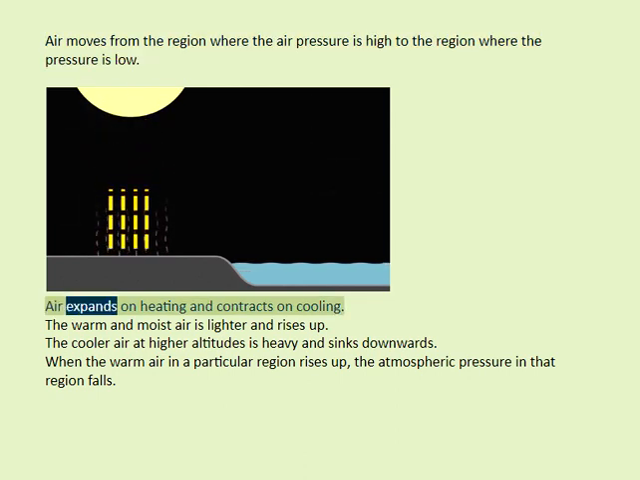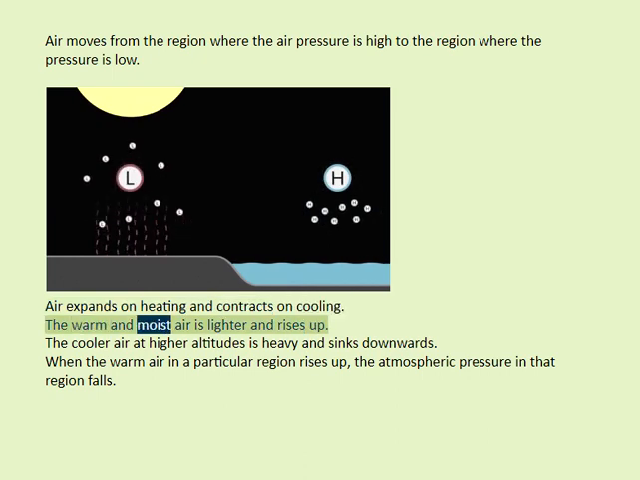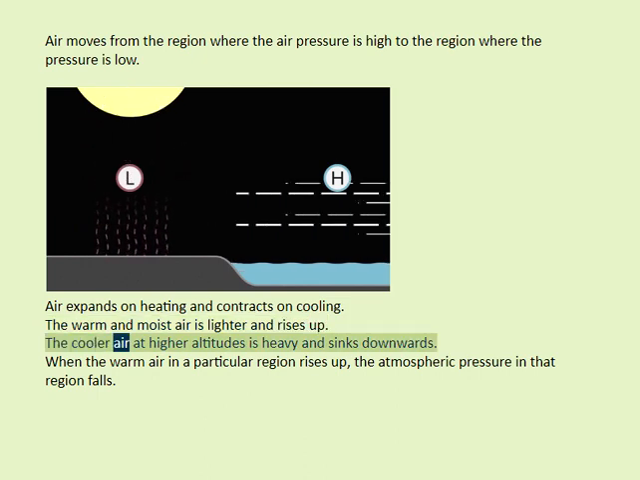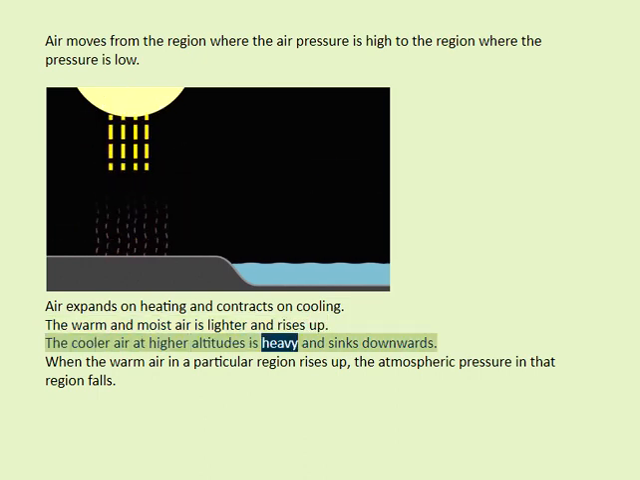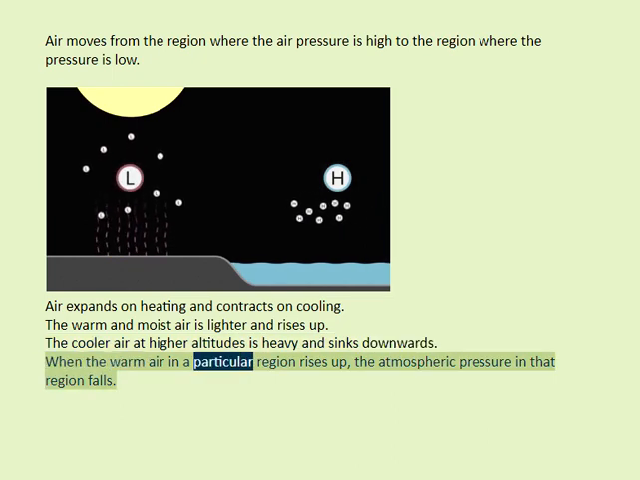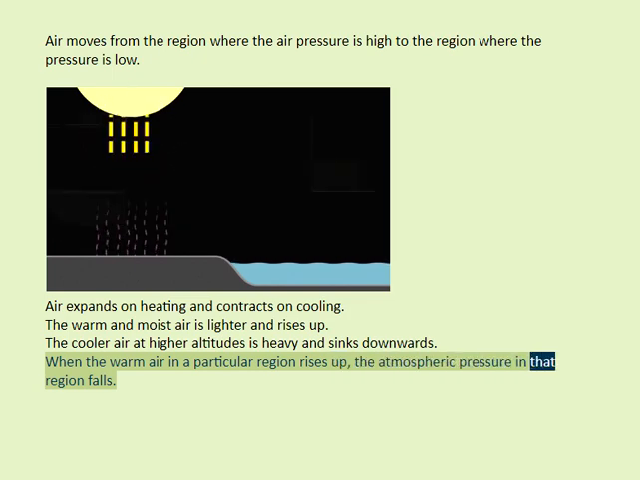Air expands on heating and contracts on cooling. The warm and moist air is lighter and rises up. The cooler air at higher altitudes is heavy and sinks downwards. When the warm air in a particular region rises up, the atmospheric pressure in that region falls.